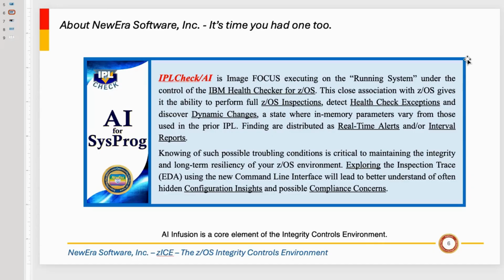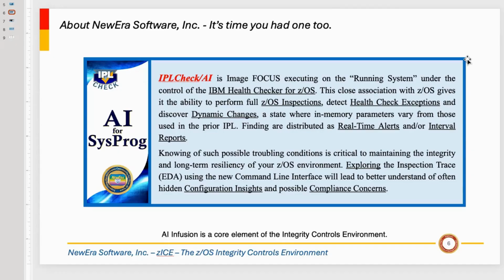And additionally, that association allows it to detect the exceptions that are being reported by the health checker and combine all that information into a single set of findings that can be made available to you so that you see not only what image focus is able to report, but also what the health checker is reporting at the same particular point in time. So it's really important to understand that all of that is a lot of data.